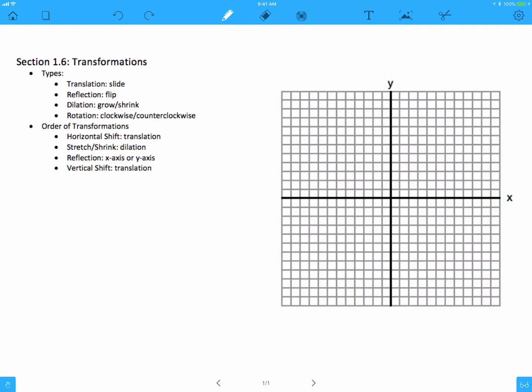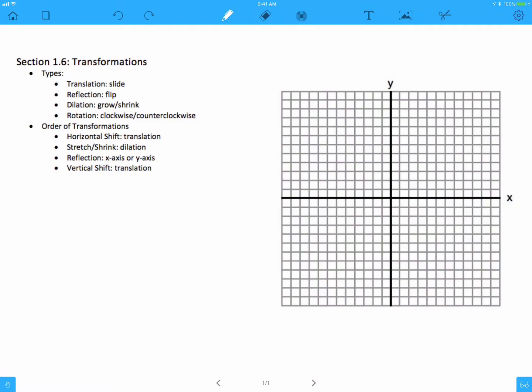For right now, let's do a couple examples of translations. Let's do a translation where we go left and right, or up and down. We'll do one of each. Then we'll talk about shrinking and growing an object. I'll try to do an example of shrinking. That's dilation. And then we'll do an example of a reflection. What I want to end with is an example of rotation, and we'll go through that example.